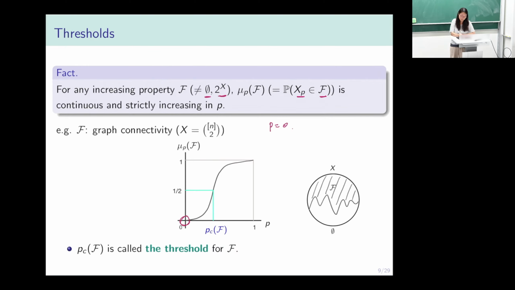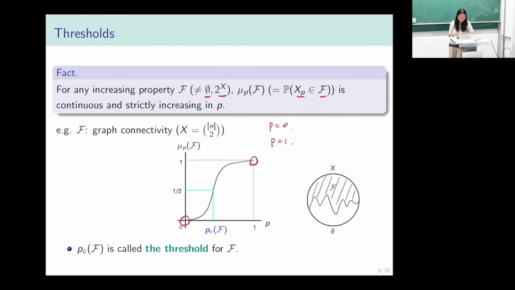On the other hand, when p is 1, in this case, G(n,p) is just a complete graph. And what's the probability that G(n,p) is connected in that case? That's 1. So we are here. And as we increase p from 0 to 1, the probability that G(n,p) is connected also increases from 0 to 1. So that's the meaning of this graph.